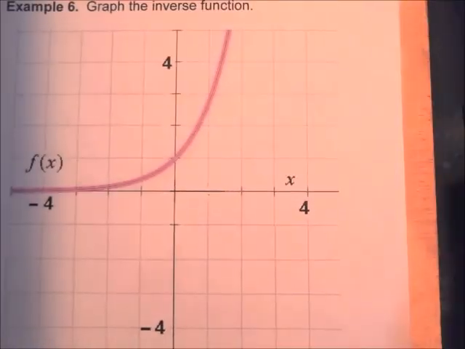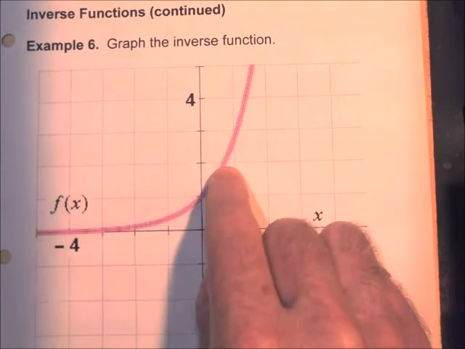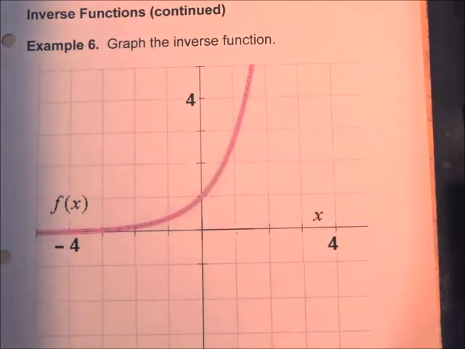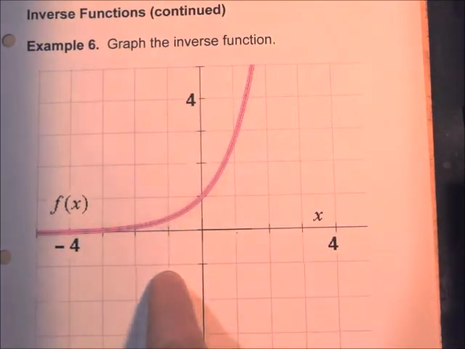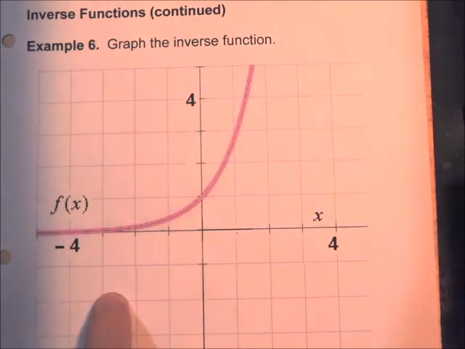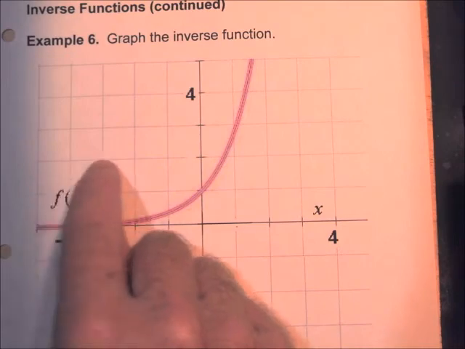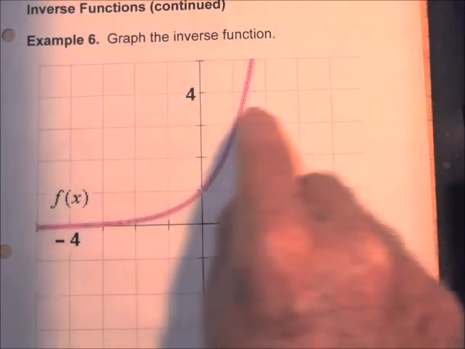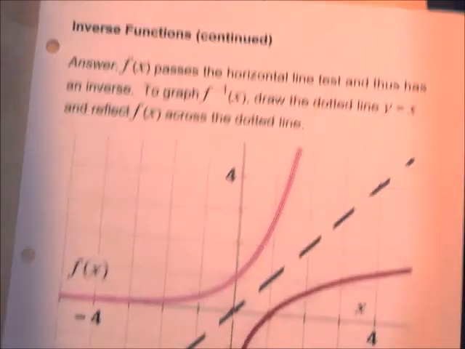Here's another example. Graph the inverse of this function here, and this one does have an inverse. It's a function because it passes the vertical line test. Wherever you draw a vertical line, it only touches in one spot. Its inverse is also a function because wherever you draw a horizontal line, it also touches in one spot. And the way we get the inverse is reflected across the line where y is equal to x.